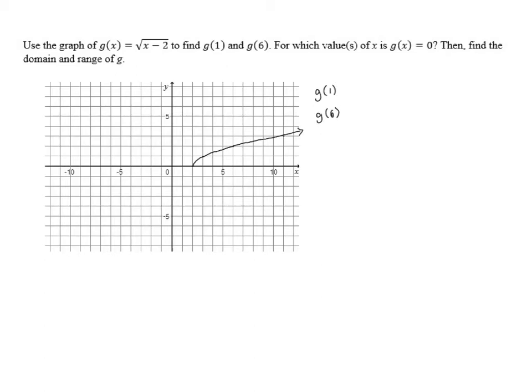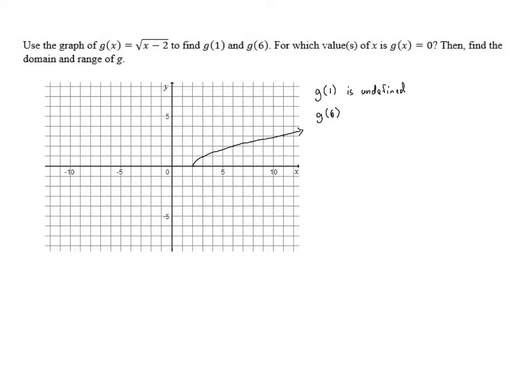For g of 1, we look at 1 on the x-axis, and we look up and down to see where this graph has a point with x-coordinate equal to 1. And we can see here that there isn't a point on the graph that has an x-coordinate equal to 1. And so what we say here is that g of 1 is undefined. This is because 1 is not in the domain of g, which we'll talk about in just a little bit.